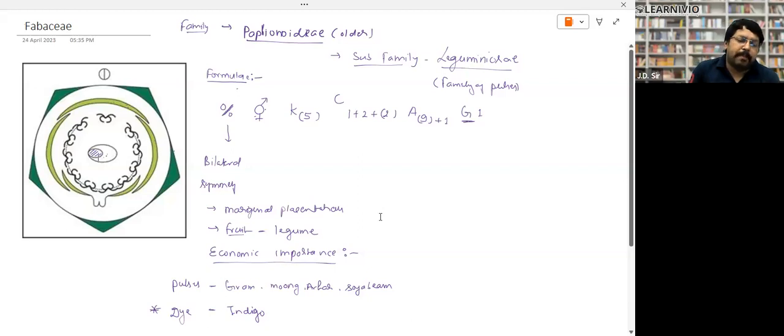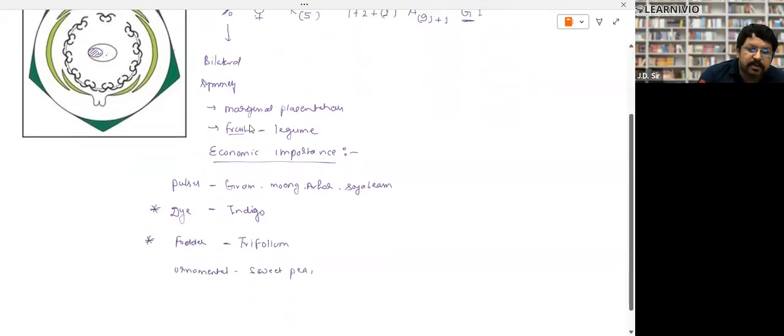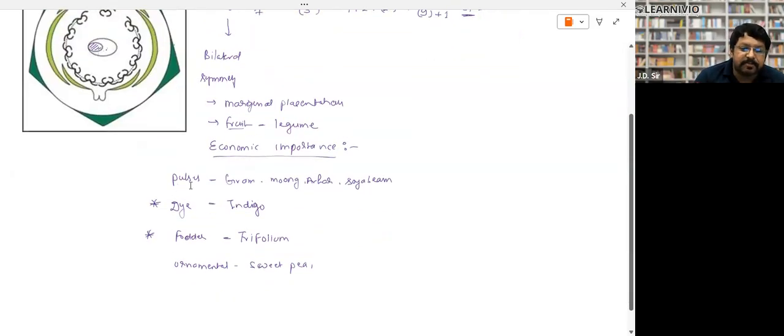So in the family Papilionaceae, this is the floral diagram. This is the floral formula. They have bilateral symmetry. Placentation is marginal. The name of the fruit is legume. Legume means a pod-like structure, right? Economically important: all the pulses belong to this family, like gram, moong, arhar, soybean. Dye, indigo, belongs to this family.